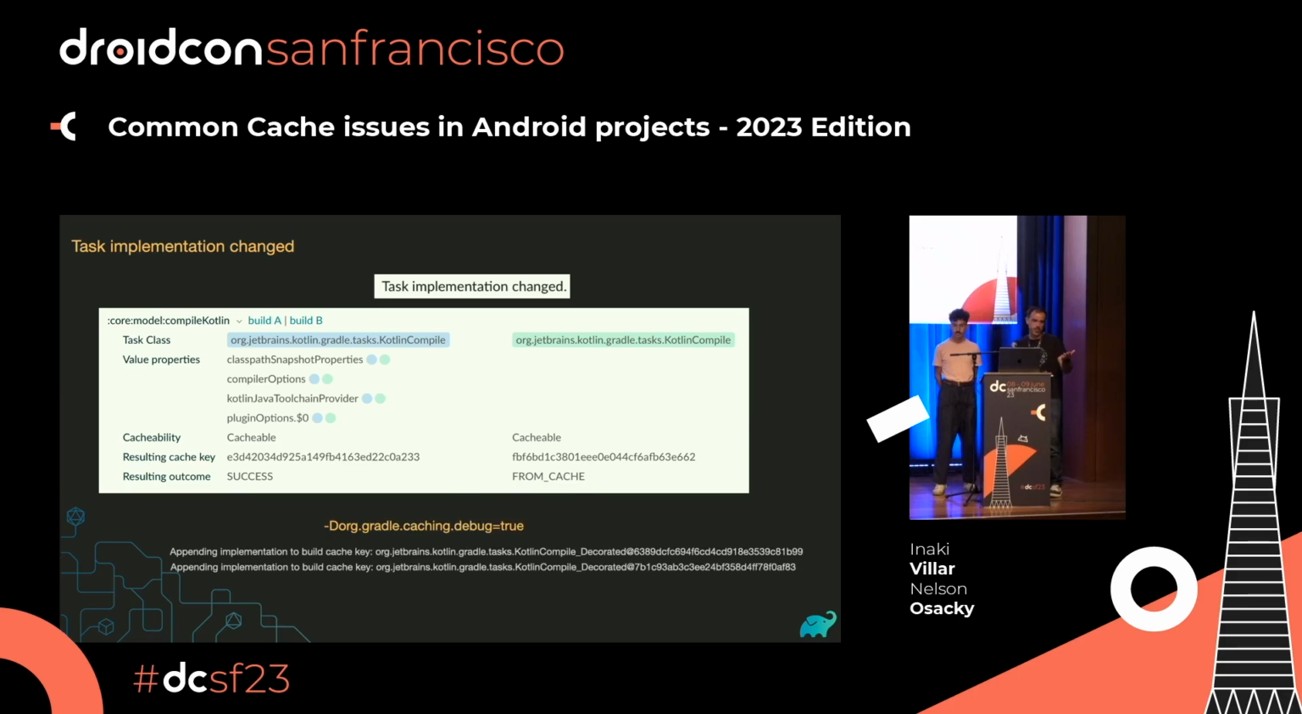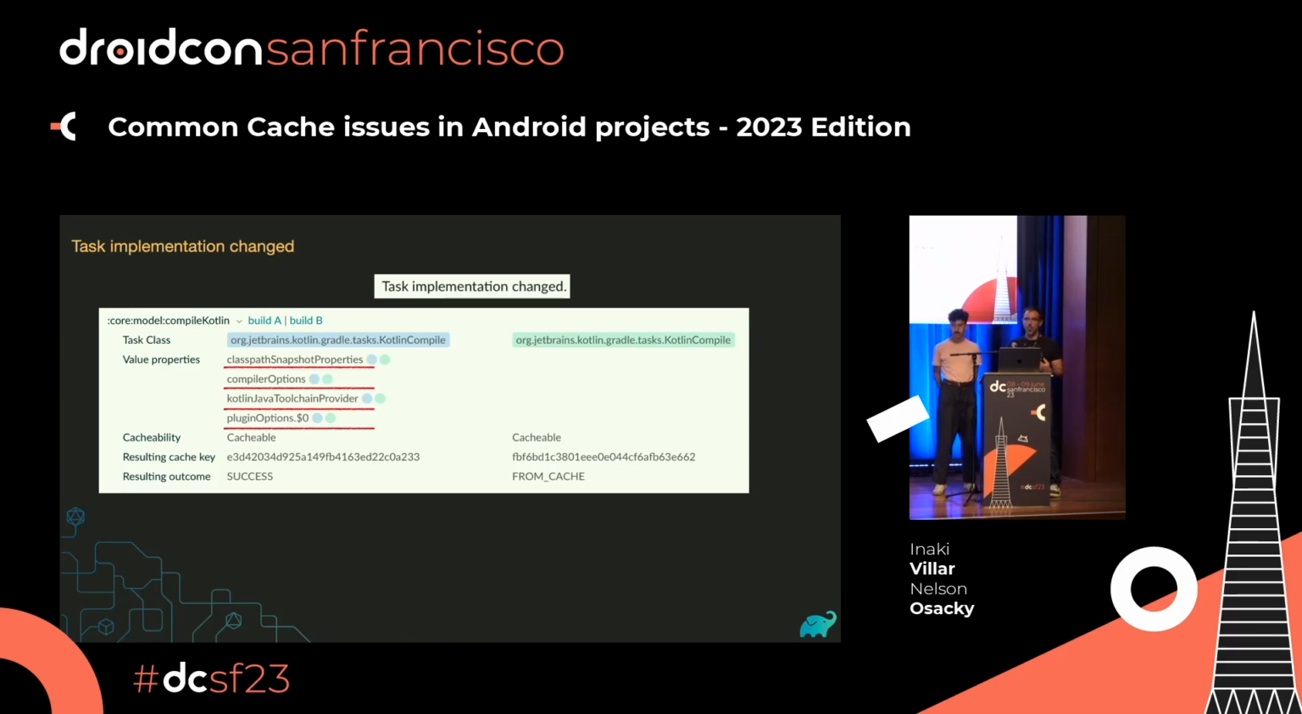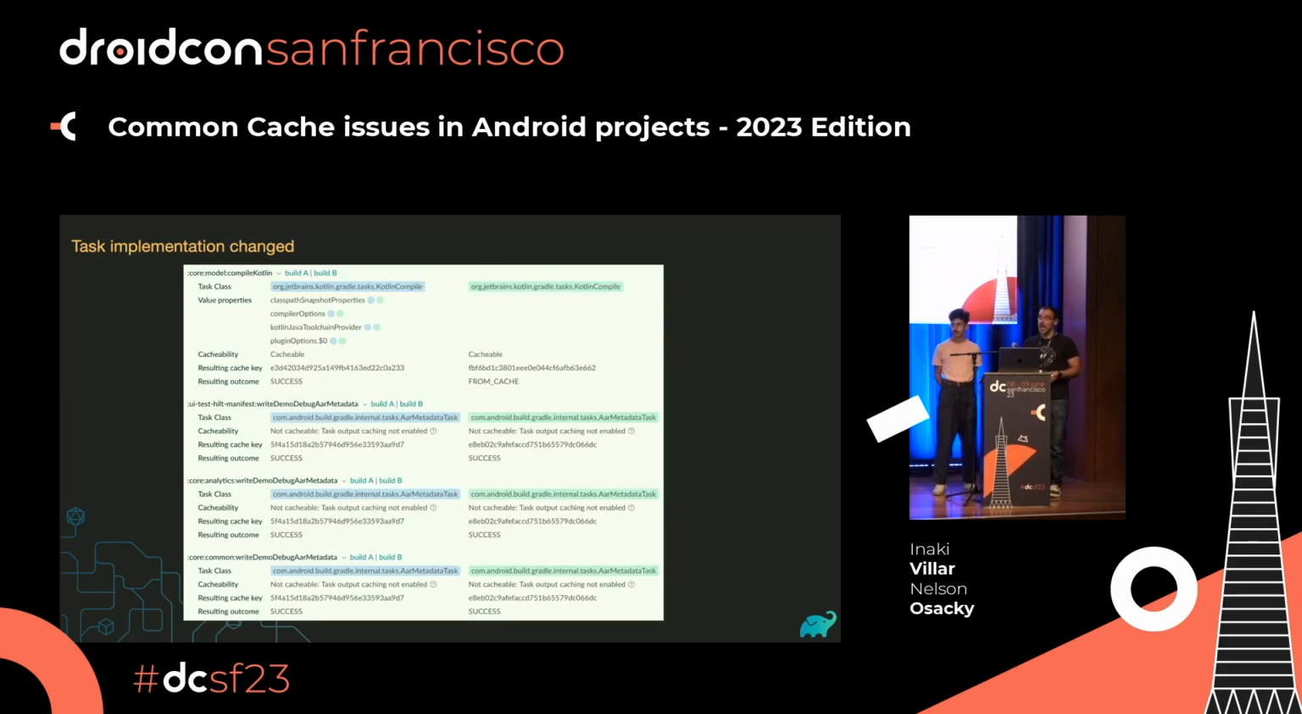We can replicate this if you are not using Gradle Enterprise. When you add Gradle caching debug true, you will see that the implementation of the task is different. What is more confusing is that the build scan comparison is giving more differences in different inputs, like the compiler option, like the Kotlin Java toolchain provider. What's going on? It's a task implementation change, but we have different value properties. And what is worse, this is not affecting only one plugin. In this case, we can see that we have task implementation change for the Kotlin Gradle plugin and for the Android Gradle plugin. So something is going on.